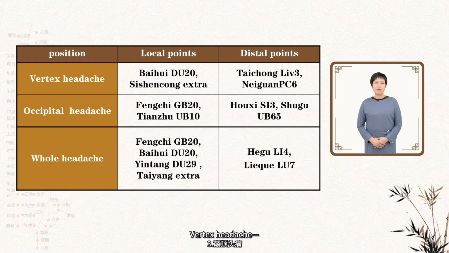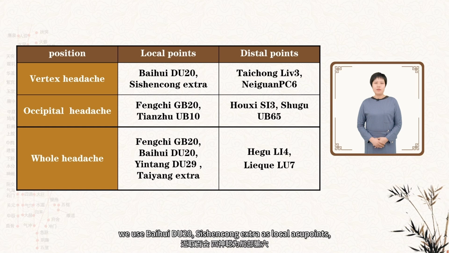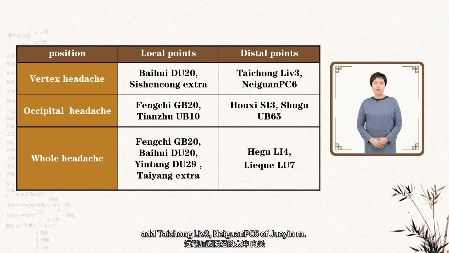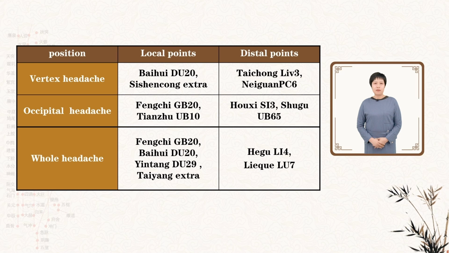Third, vertex headache. We use Baihui DU 20, Sishencong extra point as local acupoints, and Taichong liver 3, Neiguan pericardium 6 of the Jueyin meridian as remote points.